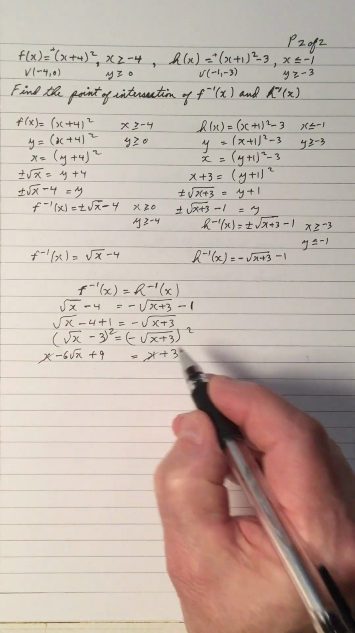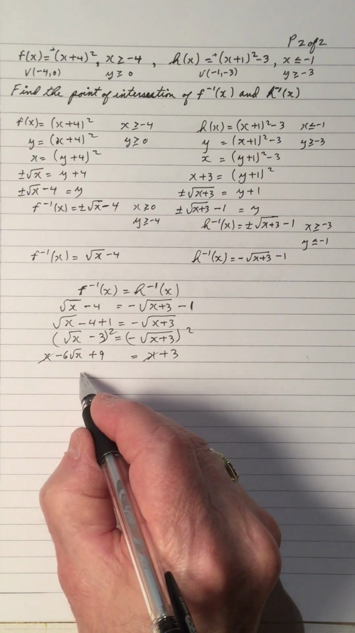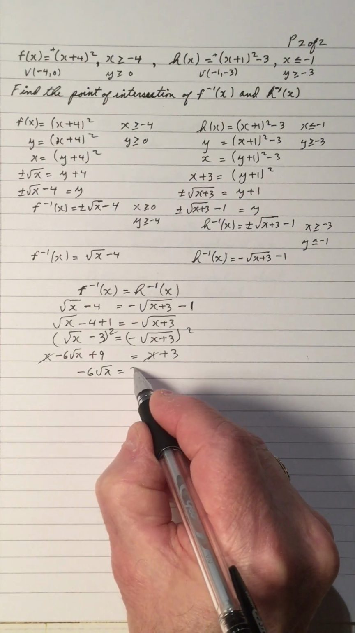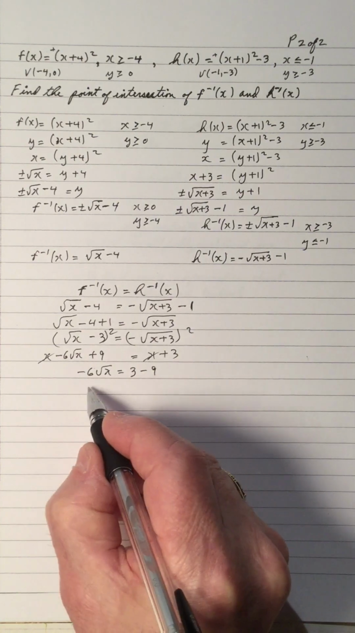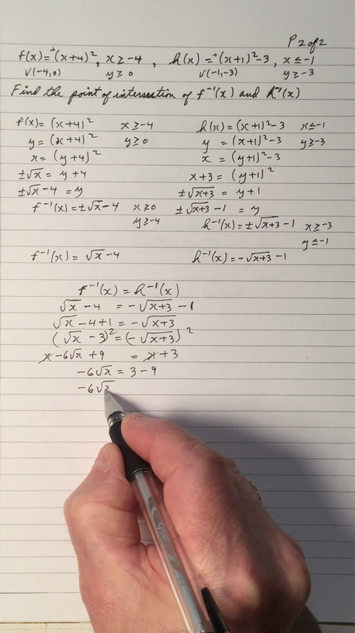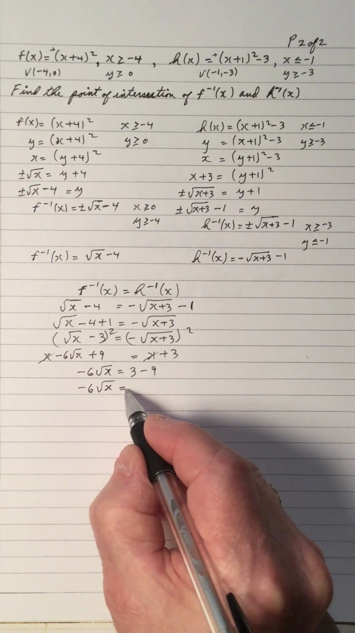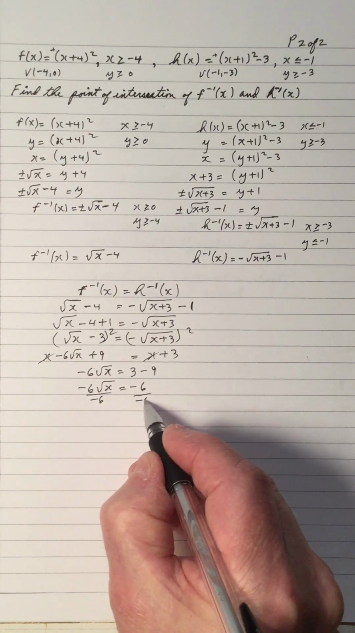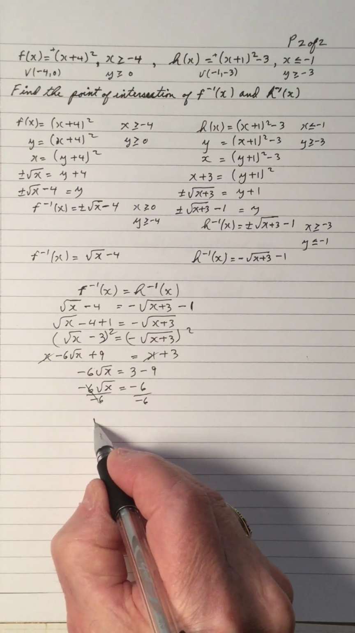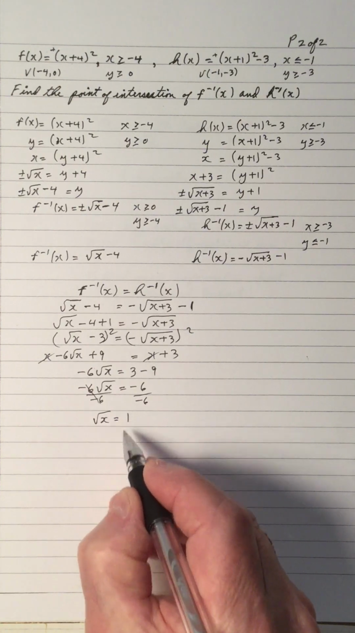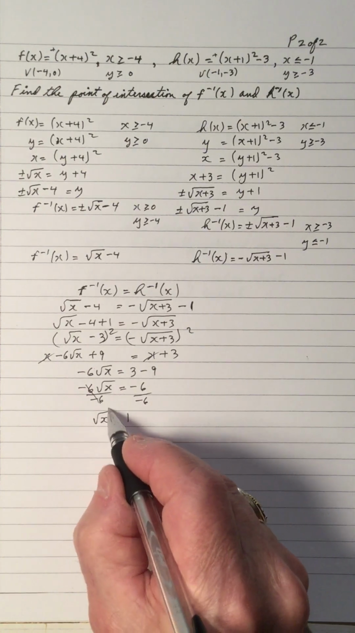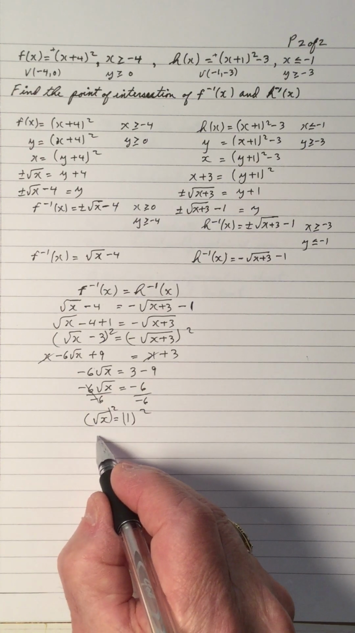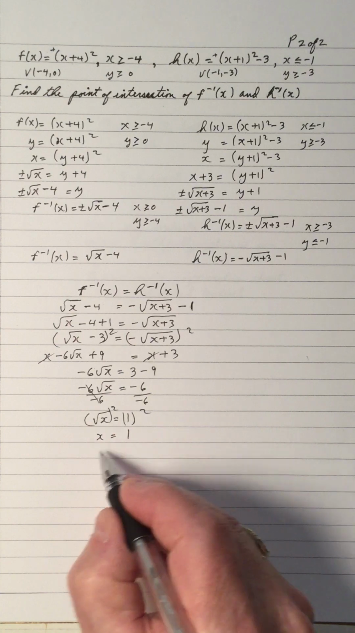So even though I squared these, I still have a root left, so I'm going to isolate that root. The x's cancel out, so I have -6 root x equals 3 minus 9. -6 root x equals -6. Divide by -6, and I get root x equals 1. The root of x is 1, so I'll square both sides. So the root of x squared is x. The root of 1 squared is 1.